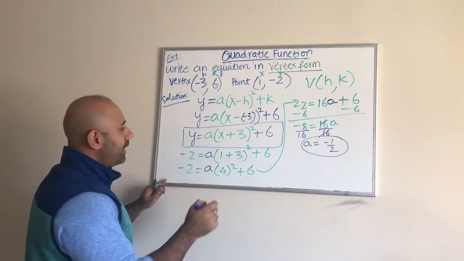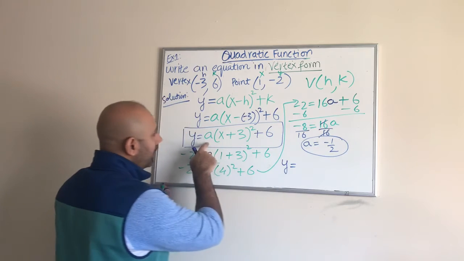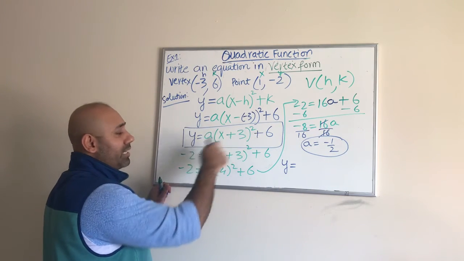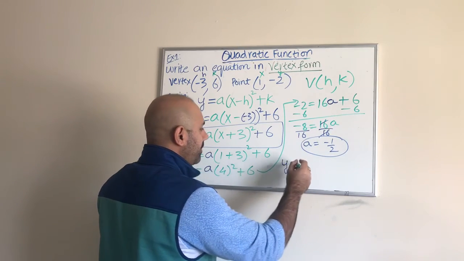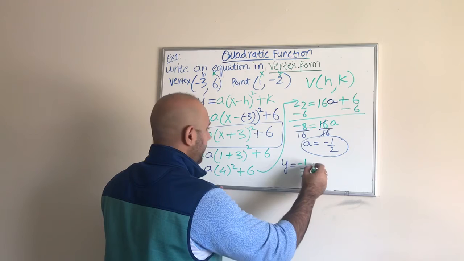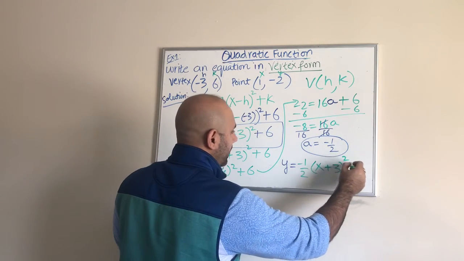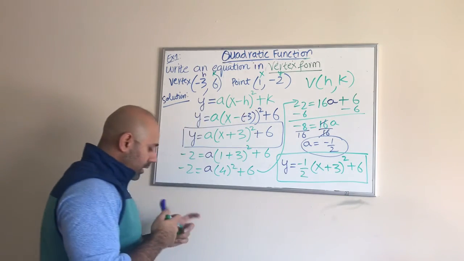So we have a. Let's now go back and finally write the equation. The final equation is going to look like, I have already boxed it, so I just have to substitute the value for a. Everything else is already done. So it is -1/2 times (x + 3)^2, and then plus 6. This is my final equation in the vertex form.